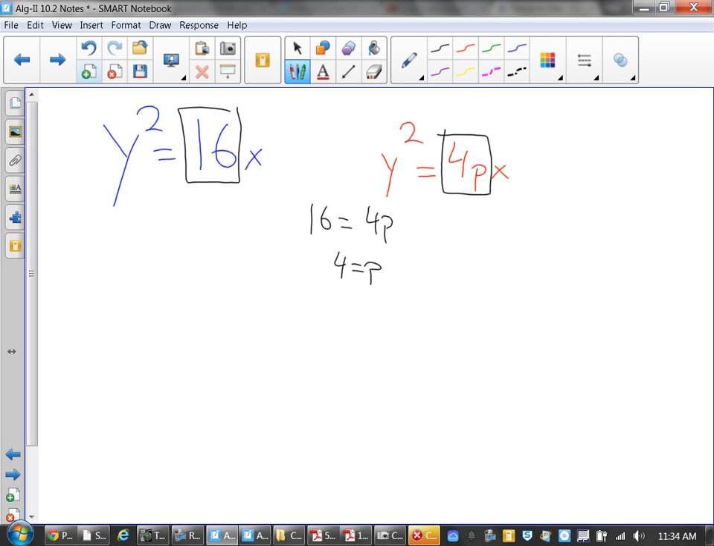Now, we know it's a y squared parabola. P is positive. What direction does this open? To the right. So here's what we're going to do. We know it's going to open to the right. I know my vertex is at the origin. I don't know where my points are yet, but I know that it has to open to the right. Everybody okay with that?